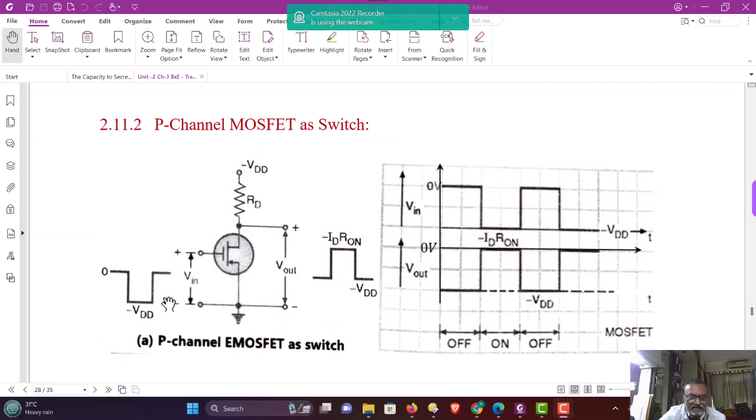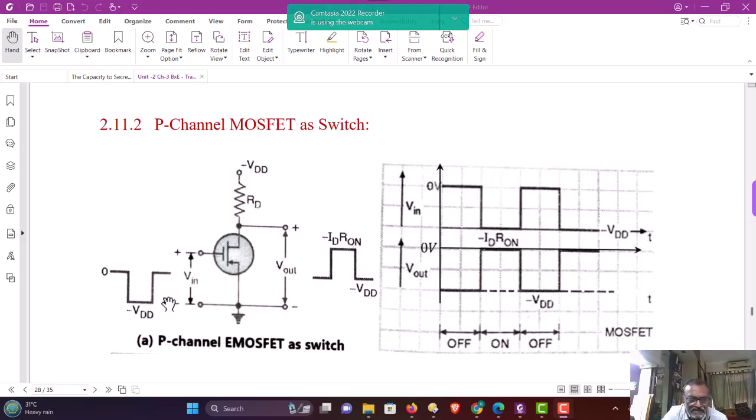Now let us see the P-channel MOSFET. The difference between N-channel and P-channel MOSFET is the channel nature. In N-channel MOSFET, the channel is formed by using N-type carriers, the electrons, as charge carriers. Whereas in P-channel MOSFET, the channel is formed by using P-type carriers, that is nothing but holes.